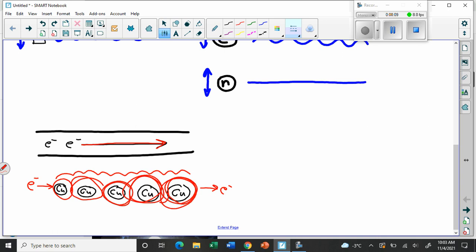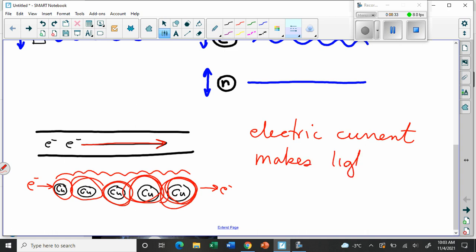Now, if you take electrons and you bump them through this wire, they will make ripples in the electromagnetic field because they are bumping along and moving. And so electricity, or electric current, makes light.